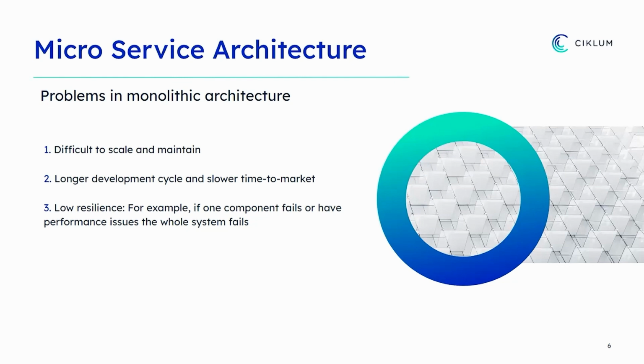And then the third thing, which is my favorite, is low resilience. Think about it. You have a very big system, and in the whole big system, if a small component fails, what happens? In a monolithic, your whole system will start failing. Why? Just take a small example. Let's say you are calling a third-party web service, and for that third-party web service, you have a timeout of, let's say, 10 minutes.